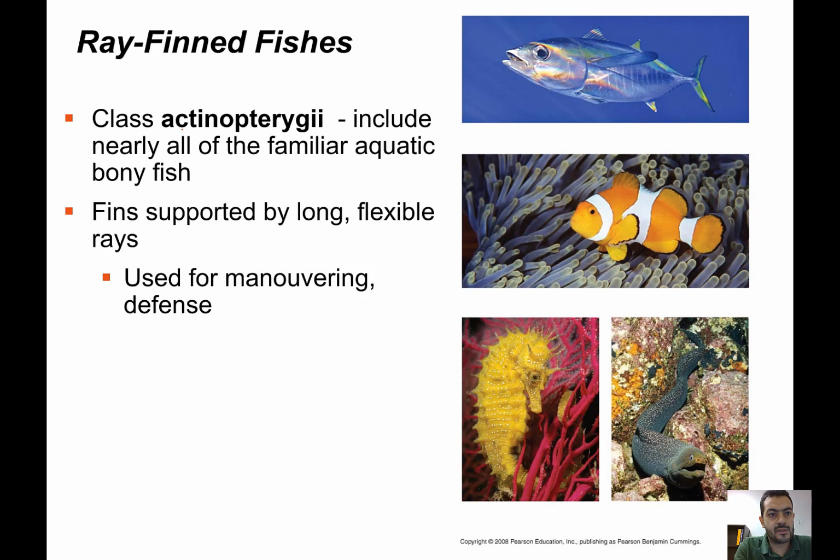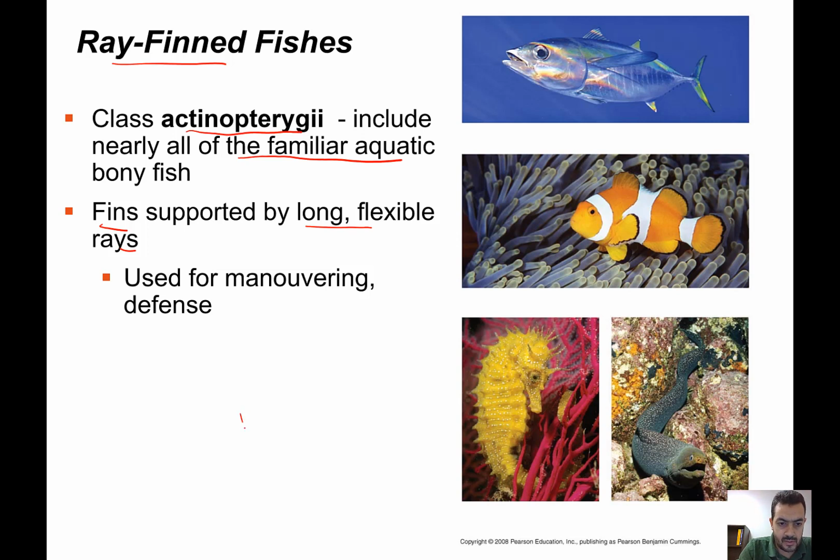Starting with the first group, the Actinopterygii, they are also known as ray-finned fishes, and these are the familiar aquatic bony fishes. Nearly all the familiar fishes that you see, if you have an aquarium or do scuba diving, have fins supported by long flexible rays, and they use them for maneuvering and for defense.